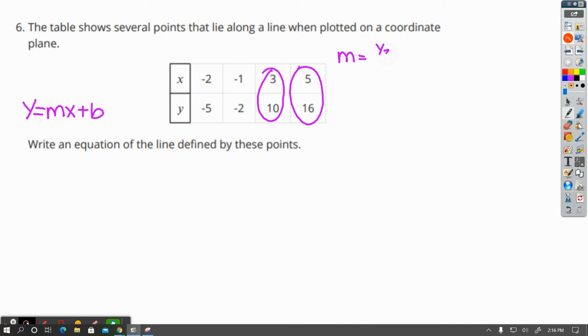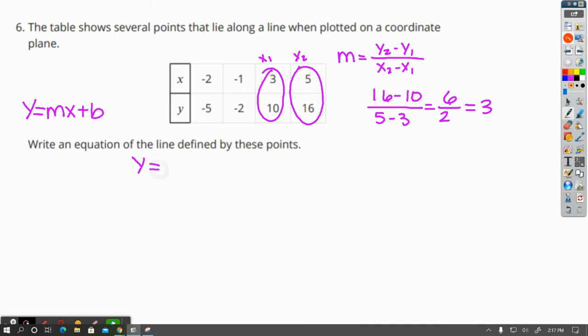So it's y2 minus y1 over x2 minus x1. And so this is something you've been doing since 8th grade. Hopefully you remember how to do it. So we have our x and our y points. So make this your x1 and this your x2, y2, y1. So we're going to do 16 minus 10 over 5 minus 3. That simplifies to 6 over 2. 6 divided by 2 is 3. So I know the slope is 3.